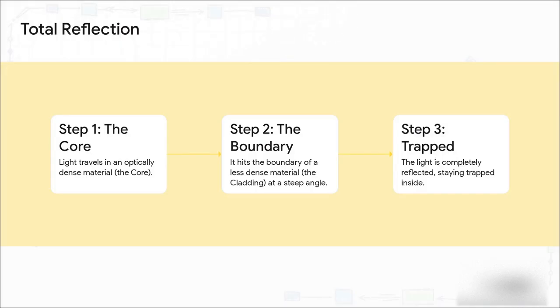All right, so here's the magic trick itself. It's called total internal reflection, and the idea is just beautiful. It's so simple. First, you have light traveling inside a dense material, like our glass core. Then it hits the edge, the boundary, with a less dense material, but it hits it at a really shallow angle. And when that happens, it can't get out. It reflects perfectly, like a mirror with zero loss. It just keeps bouncing and bouncing, completely trapped inside.